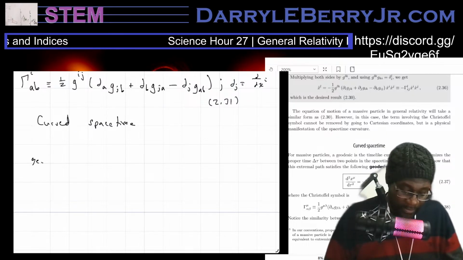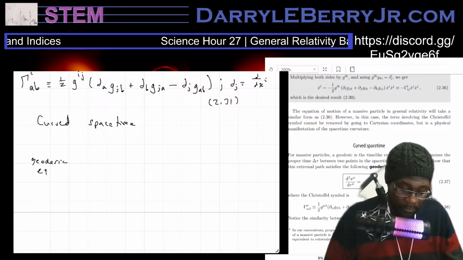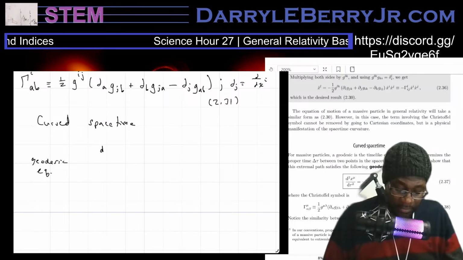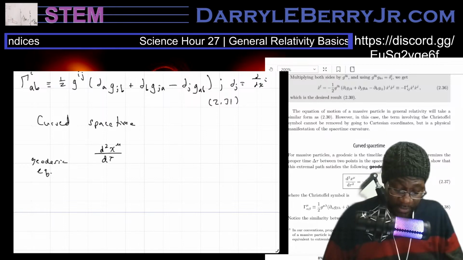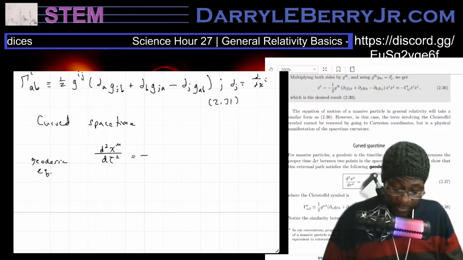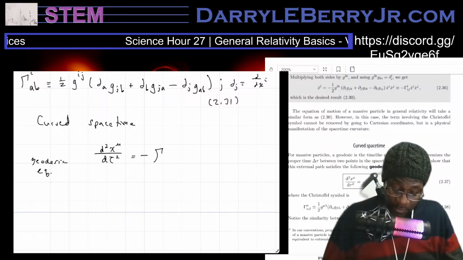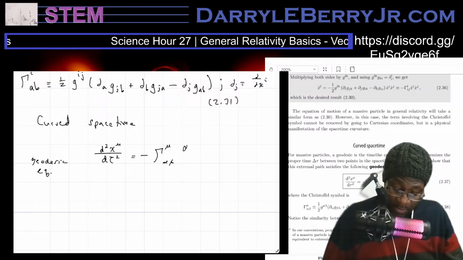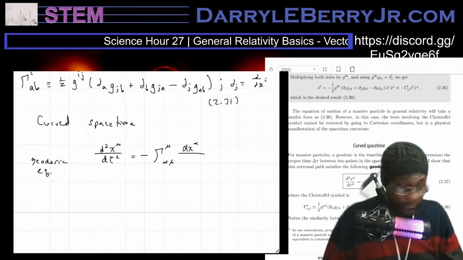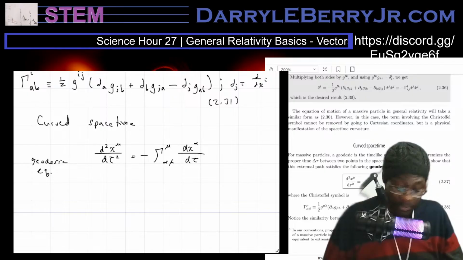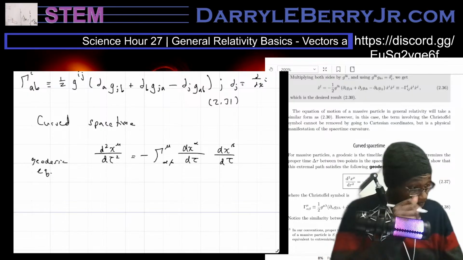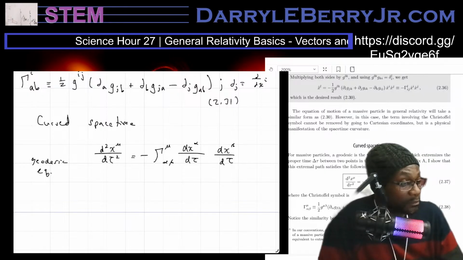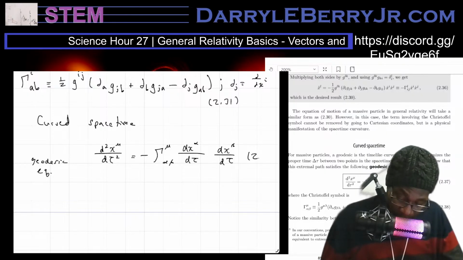So the geodesic equation is d²x^μ over dτ², which equals negative the Christoffel symbol Γ^μ_αβ, dx^α over dτ, dx^β over dτ. 2.3.